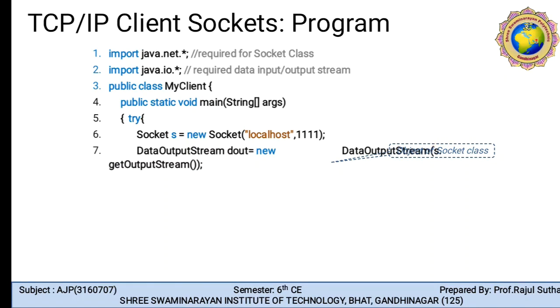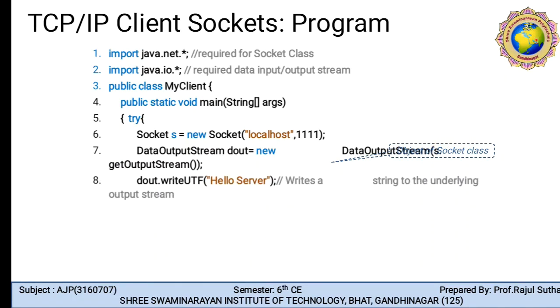Same way for the socket class, dout.writeUTF("hello server"). It writes the string to the underlying output stream. Then catch (Exception e) and System.out.println(e) if we want to print the exception.